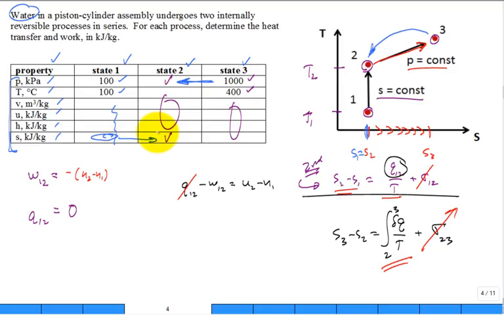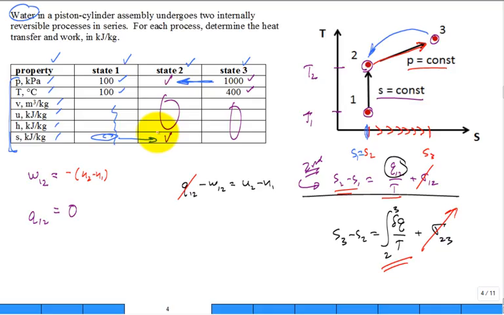Do you think it'll be positive? We just talked about that. We said, hey, you're going to compress it, so it's going to be a negative. Negative, that's exactly right. A lot of times if you're thinking through it, you say, hold it, I think that should be negative because it's a compression process from 1 to 2.